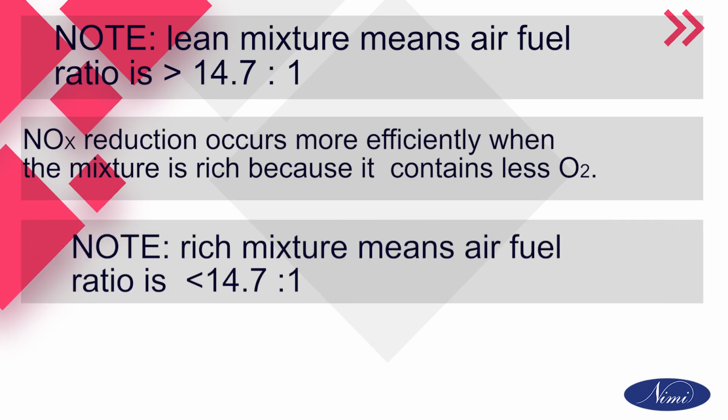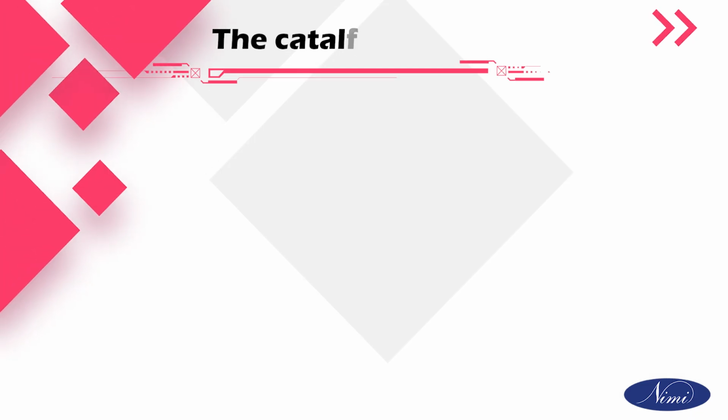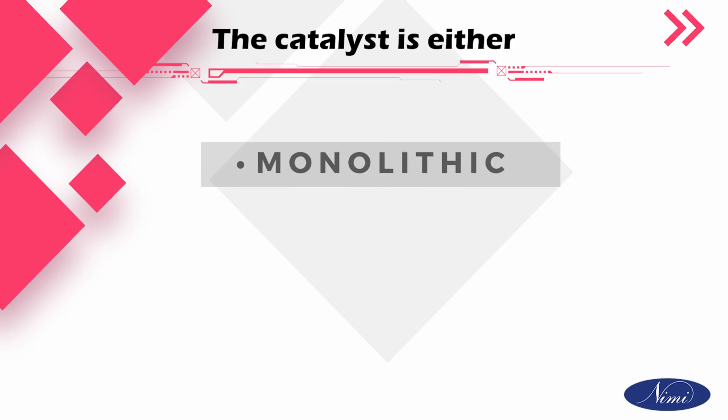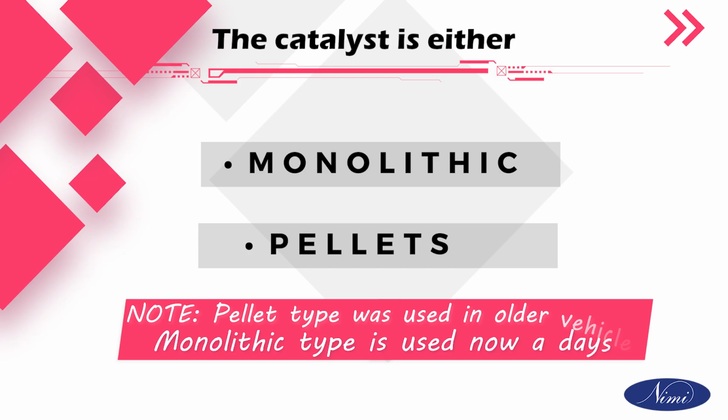Note: rich mixture means air-fuel ratio is less than 14.7:1. This is the reasoning behind closed-loop control, where the air-fuel mixture alternates rapidly between rich and lean. The catalyst is either monolithic or pellets. Note: pellet type was used in older vehicles. Monolithic type is used nowadays.